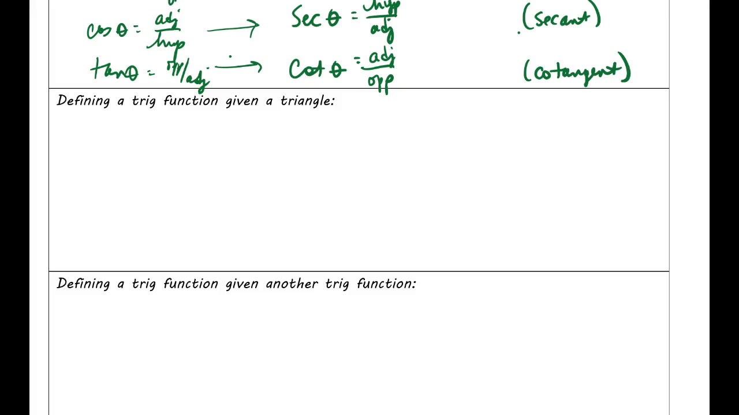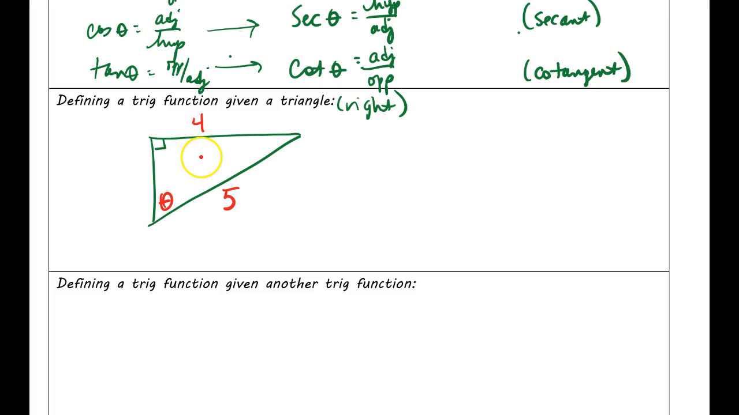So how would that look? This says defining a trig function given a triangle. What that means is, let's pretend you are given this. I didn't put the word right, but it will be a right triangle every single time, okay? And let's say that you're given 4 and 5, and maybe they give you theta here. All of this will be given, okay?